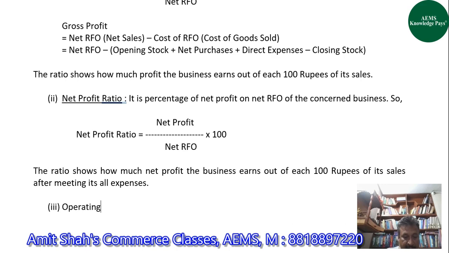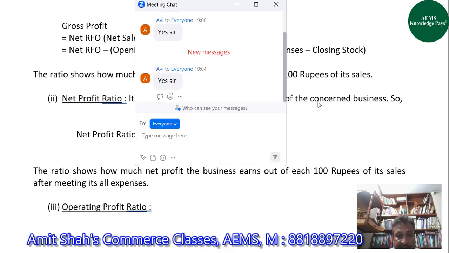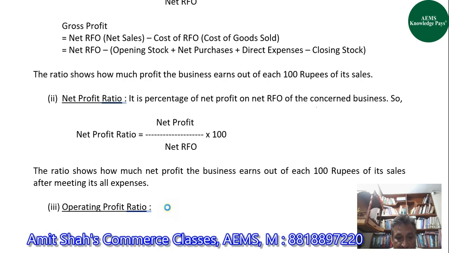Next, guys, is operating profit ratio. Between gross profit and net profit, there is one more profit about which you have already learned in class 11, guys, in the final accounts chapter, and that is operating profit. So, the ratio of operating profit to net sales is the operating profit ratio.